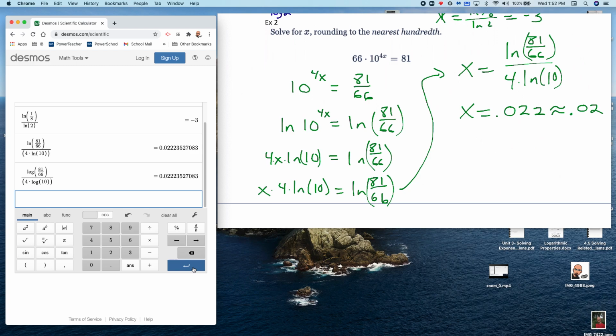If I go through those steps, in this first step I divided by 66 to get rid of the 66. Then I took the natural log of both sides. Then I did the power rule. I did rearrange it, and then I divided by everything without x. So go back and review that.